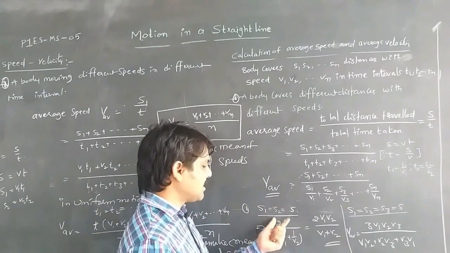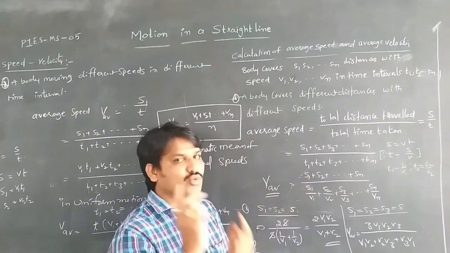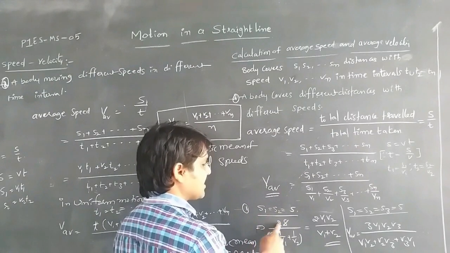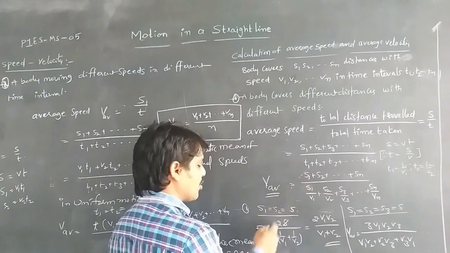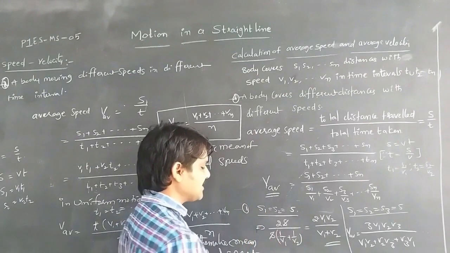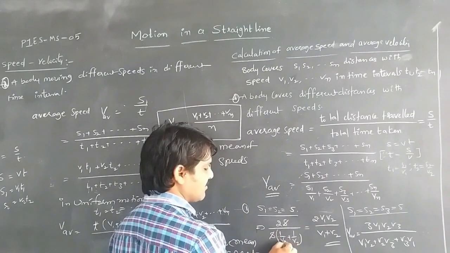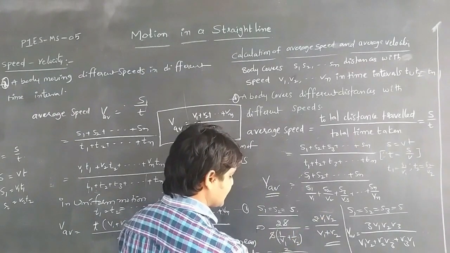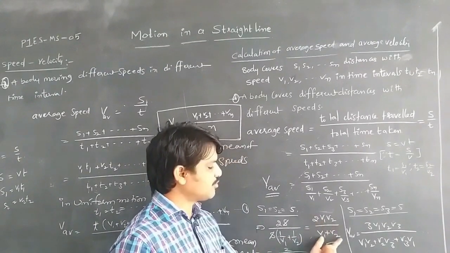In that case, whenever we substitute those values, taking only two measurements here, S1 plus S2 is equal to S. Then we get S1 plus S2 is 2S, and whenever we take the S outside, we get 1 by V1 plus 1 by V2. So S gets cancelled, and by doing the LCM of 1 by V1 plus 1 by V2, we get 2 V1 V2 by V1 plus V2.